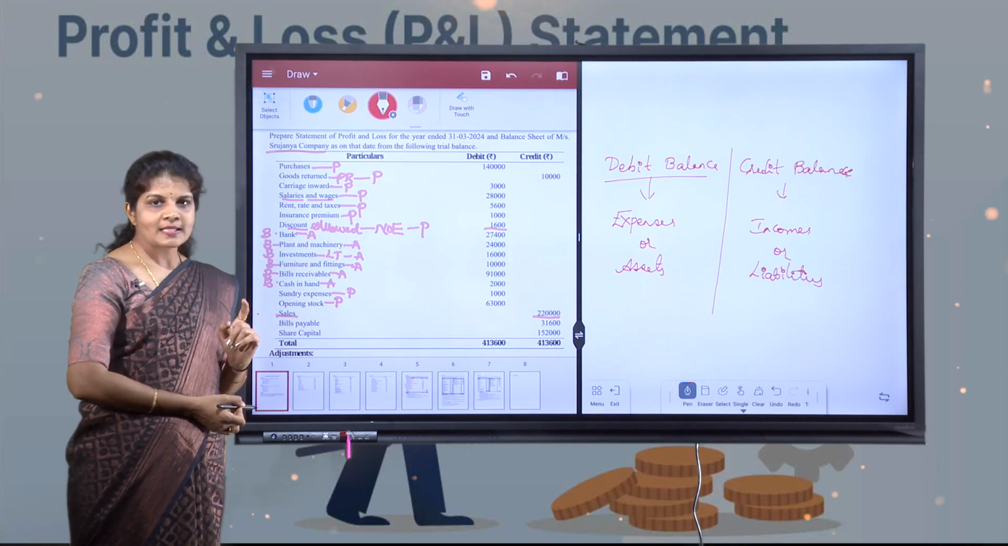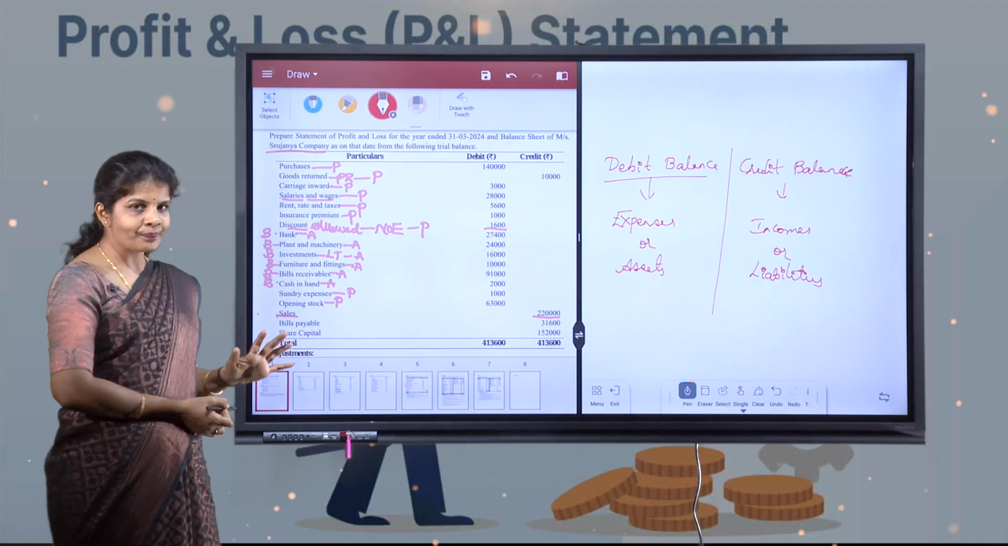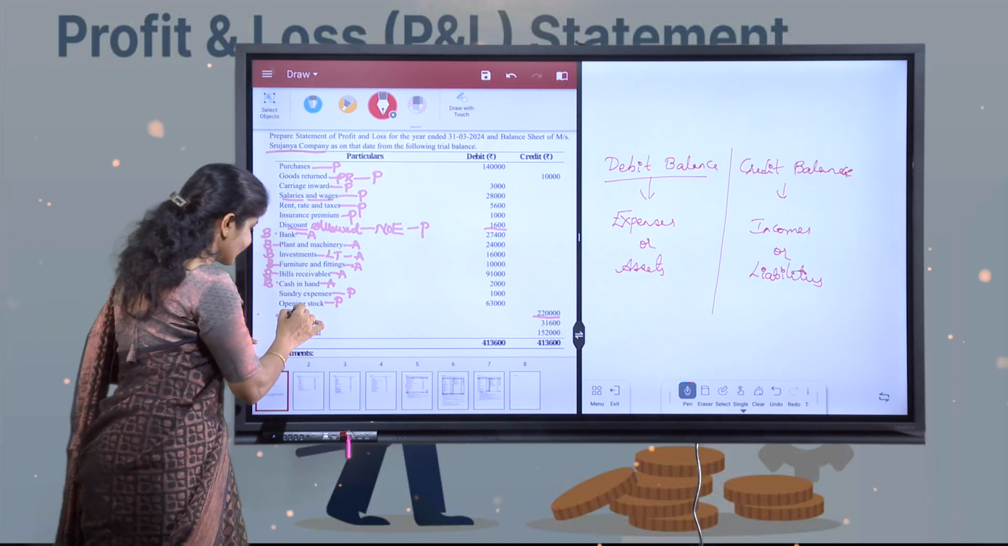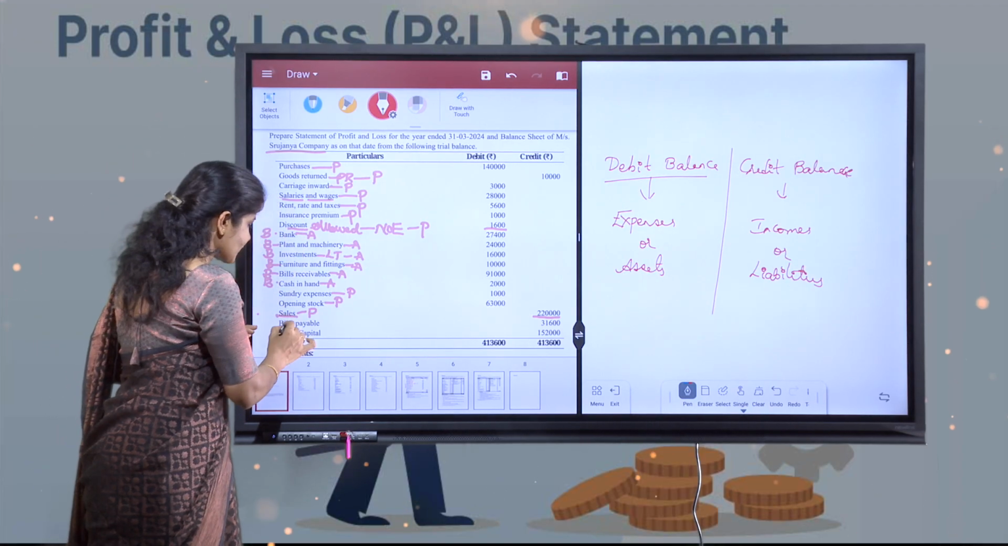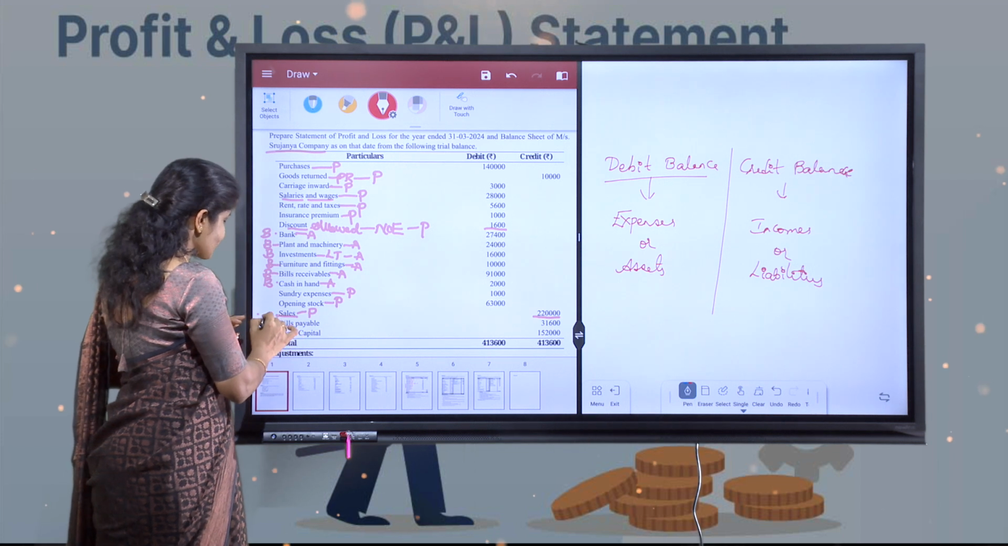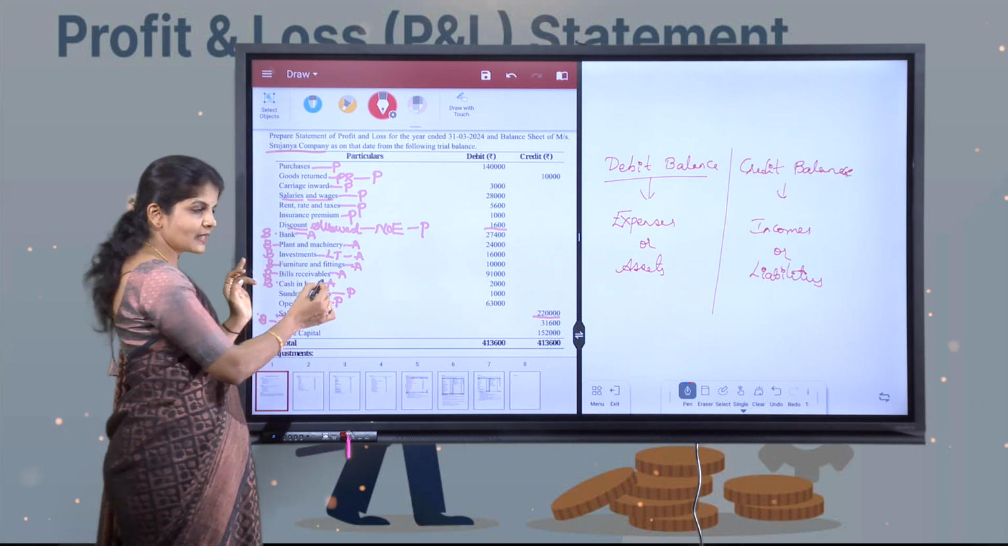Sales. Of course, sales always, it is an income. It will be taken to the profit and loss statement. Next, bills payable. See this bills payable, how bills receivable is an asset.